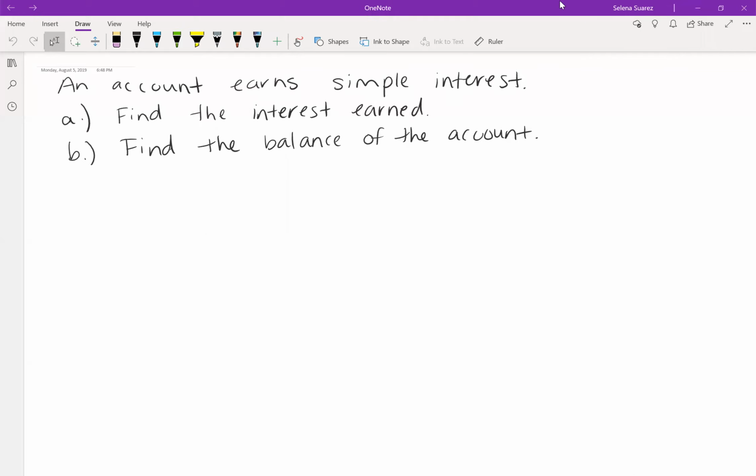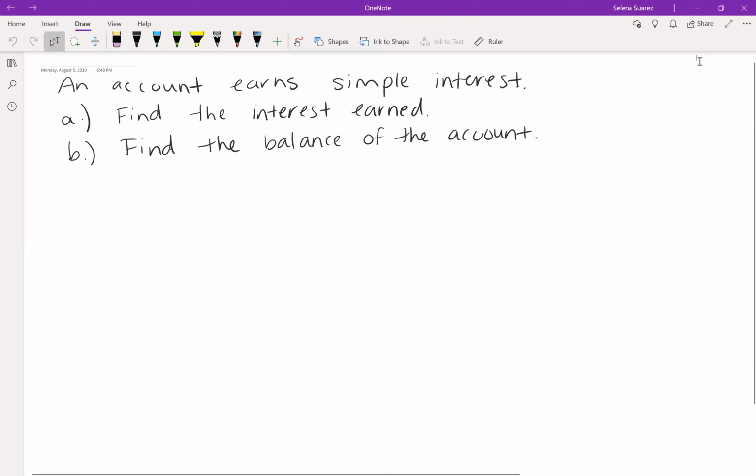Hey guys, I'm going to show you how to do simple interest, okay? For these problems, it says an account earned simple interest. Part A says to find the interest earned, and part B says to find the balance of the account, okay?